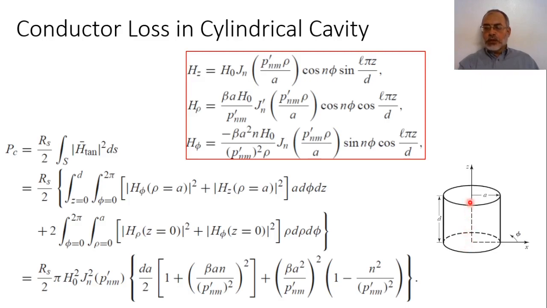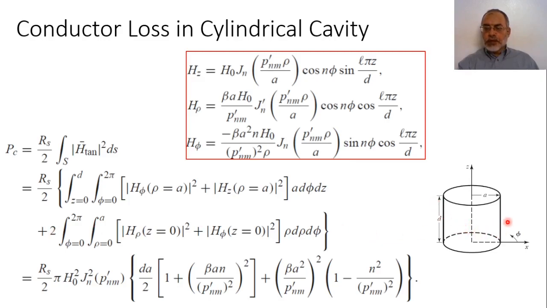These two surfaces, z equals 0 and z equals d, are the same, so we can calculate it once and multiply it by 2. So, 2 times the integration over the surface, rho d rho d phi, of the magnitude of h rho at z equals 0 squared plus h phi at z equals 0 squared. H rho and h phi are given by these equations. The only thing is that we are going to apply z equals 0. So this cosine would be unity. The remaining part is the integration with respect to rho. So these are functions of rho and functions of phi. The limits of integration would be from rho equals 0 to a and from phi equals 0 to 2 pi. And as I mentioned, this surface has losses like this surface, so we are going to calculate on this surface only and then multiply by 2.